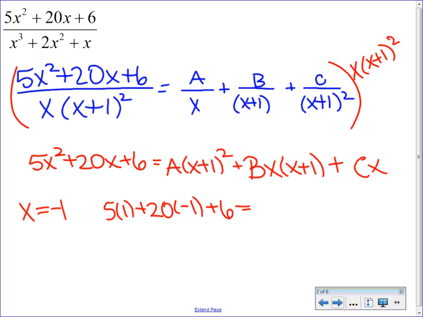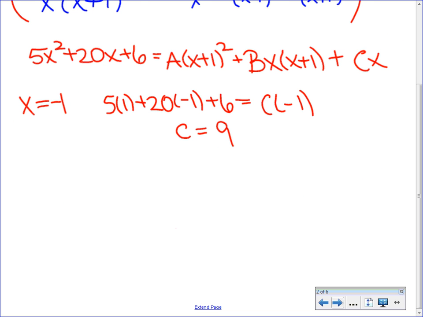Okay, x plus 1, if x is -1, this goes to 0, which means A times 0, that disappears. Here, B times -1 times 0, that disappears, and we're left with C times -1. Now we only have one variable in our equation. What is C? Positive 9. Alright? What is another x value we can pick that will make a factor go to 0?